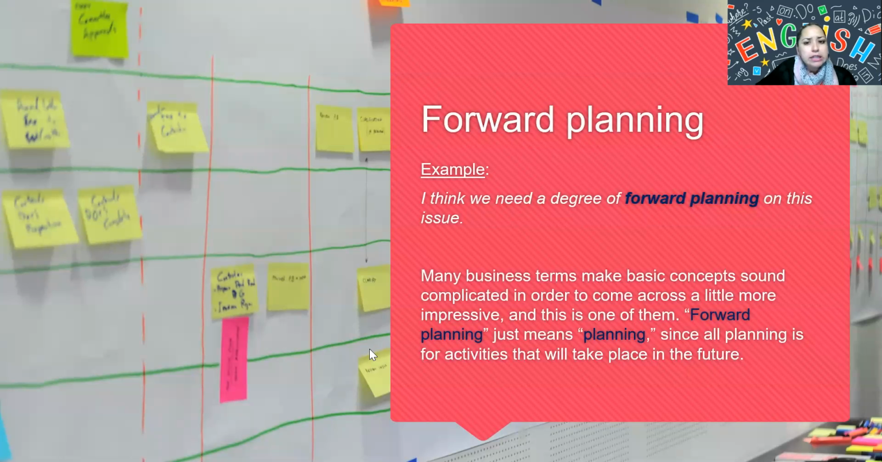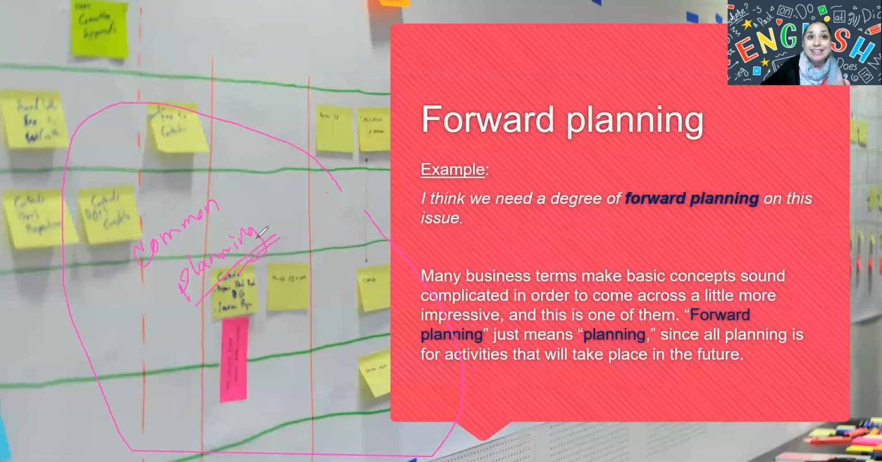Let's see the definition. Many business terms make basic concepts sound complicated in order to come across a little more impressive. And this is one of them. Forward planning. It just means planning. And what I'm showing here in this whiteboard, you're going to see this commonly. It's very common to find this type of planning in different companies. But yeah, we're only talking about planning. But it sounds nicer if you say forward planning.